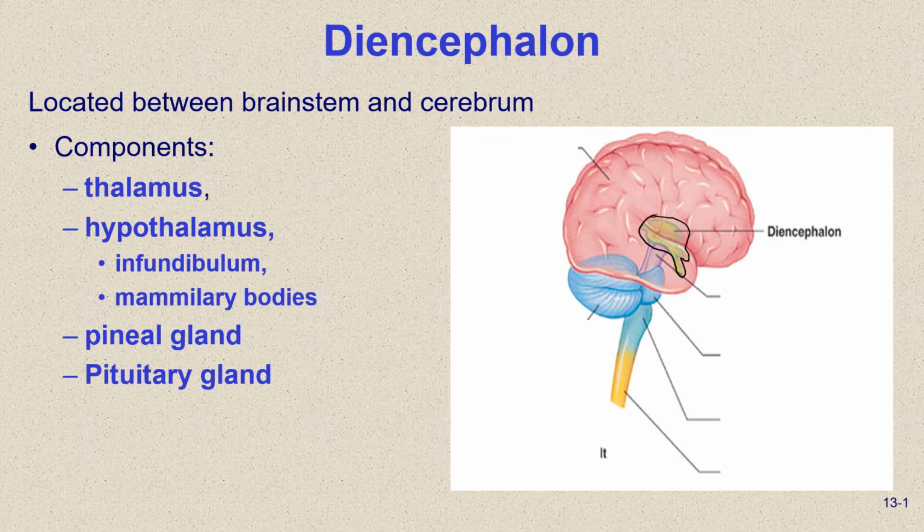It's located basically at the center or the core of the brain. And there's several specific parts that we're going to discuss. We're going to talk about the thalamus, the hypothalamus, including the infundibulum, the mammillary bodies, the pineal gland, and the pituitary gland.